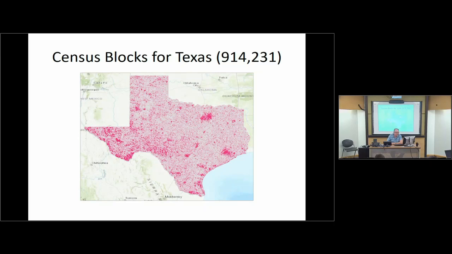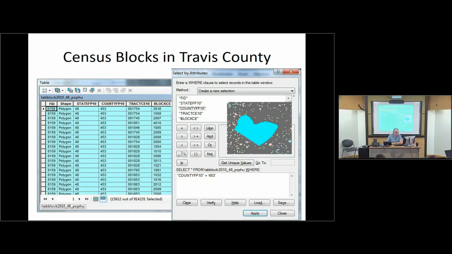There's 914,231 of them. And you can isolate the census blocks that are in a particular county by just doing a selection that goes by county, which is 453. So here you can see the county FIPS number, and here's the state FIPS number. In this case, because we've got data only for Texas, we don't have to bother about using 48, 453. We can just use 453. Now, I have no idea how this number 453 got figured out. It is what it is.